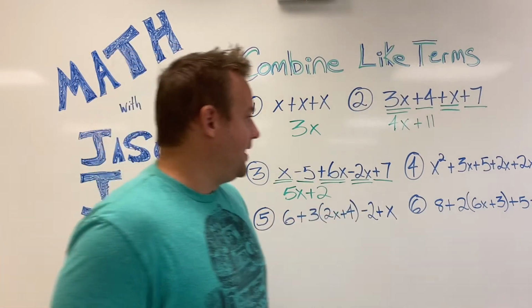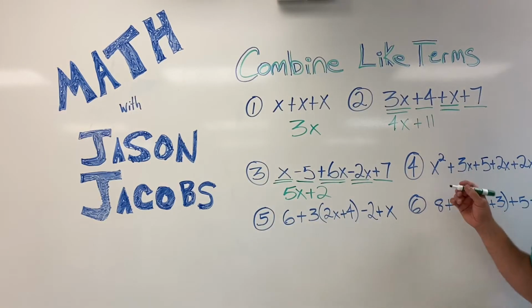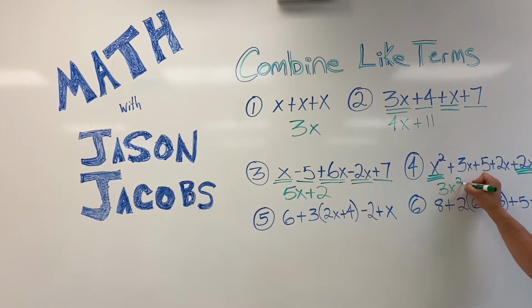Let's go on to this one now. Now, in this one, I added some exponents. So I'm gonna put 3 lines underneath the exponent one. X squared, positive x squared, and positive 2x squared. Those go together. So all the x squares go together and you have 3x squared.